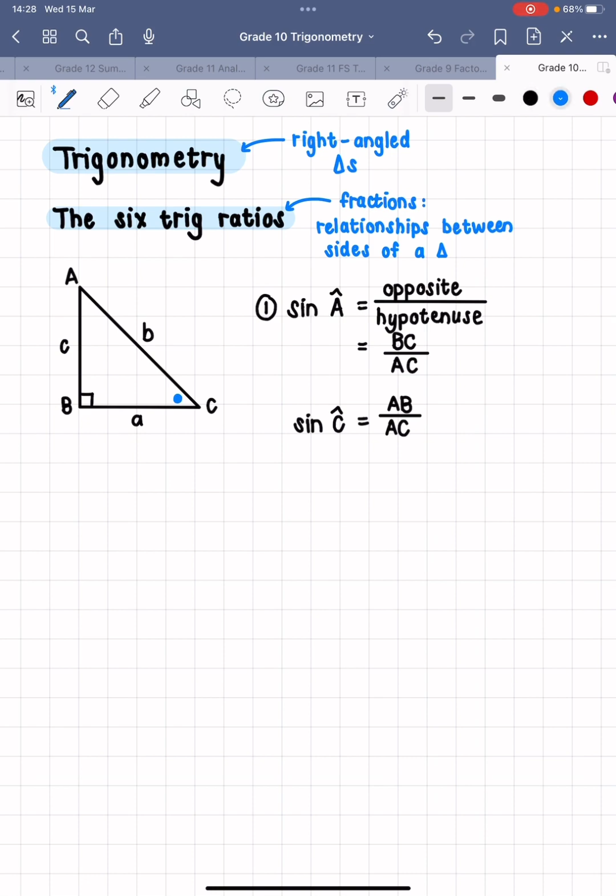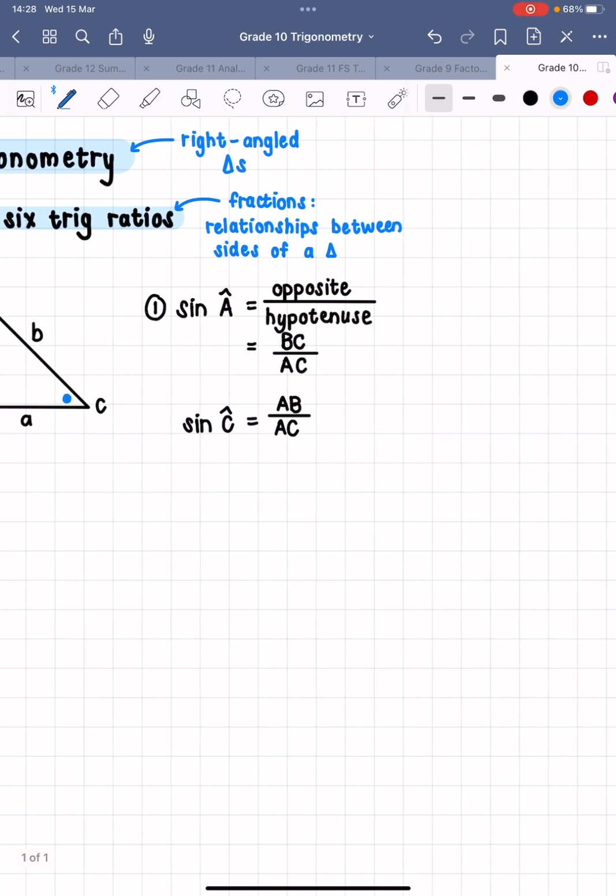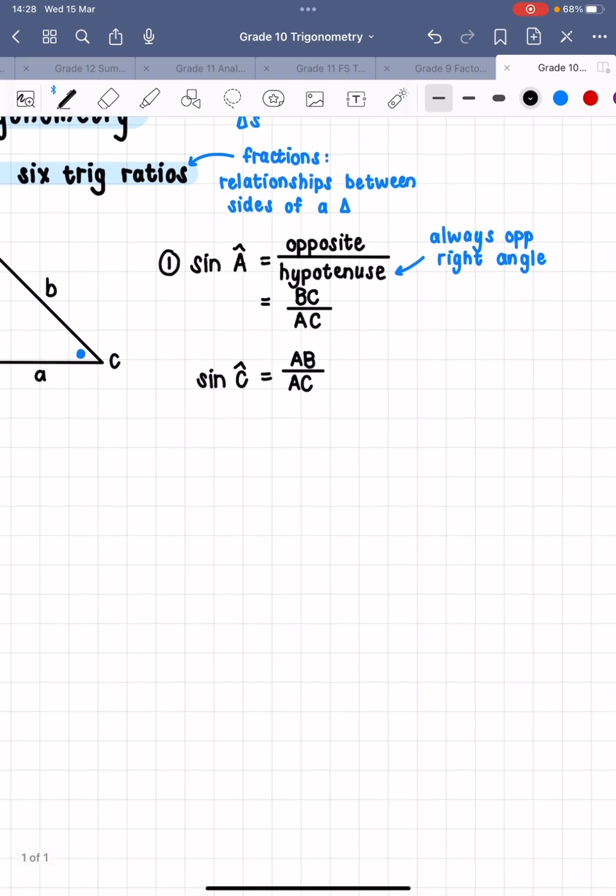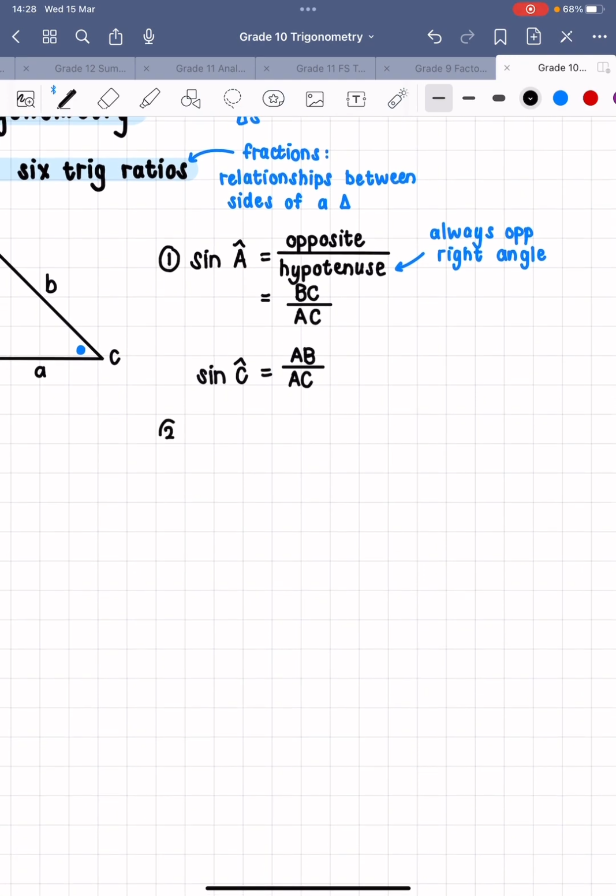Let's maybe just add a little note here. Hypotenuse always opposite right angle. Okay, that's the first one, sine. The second trig ratio is cos.